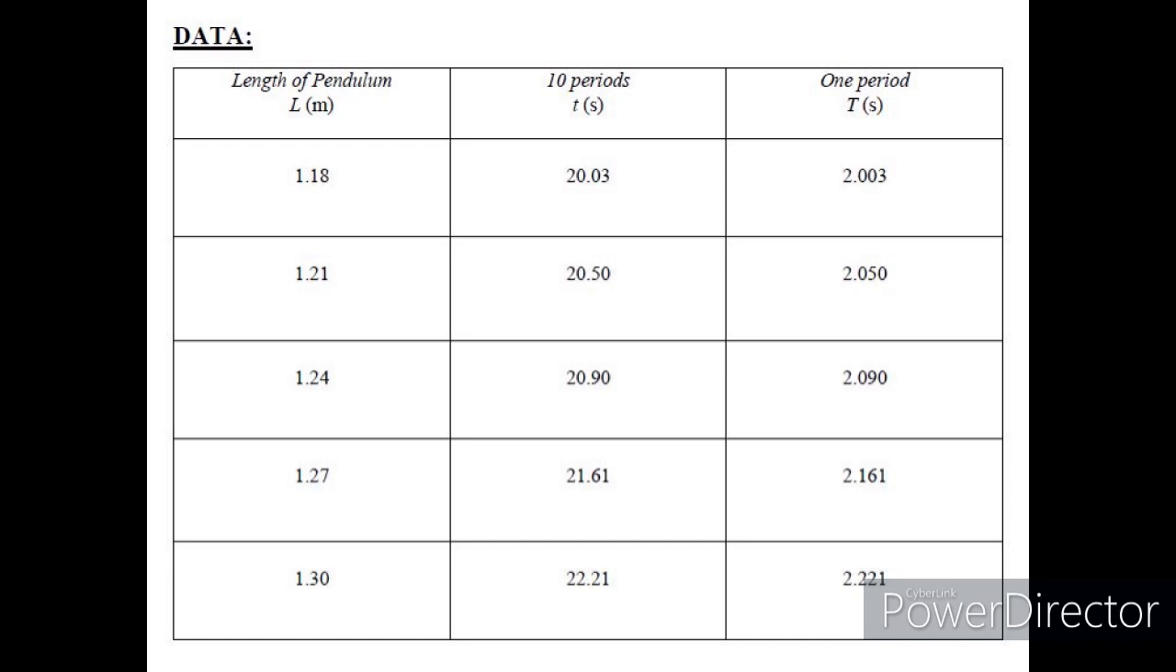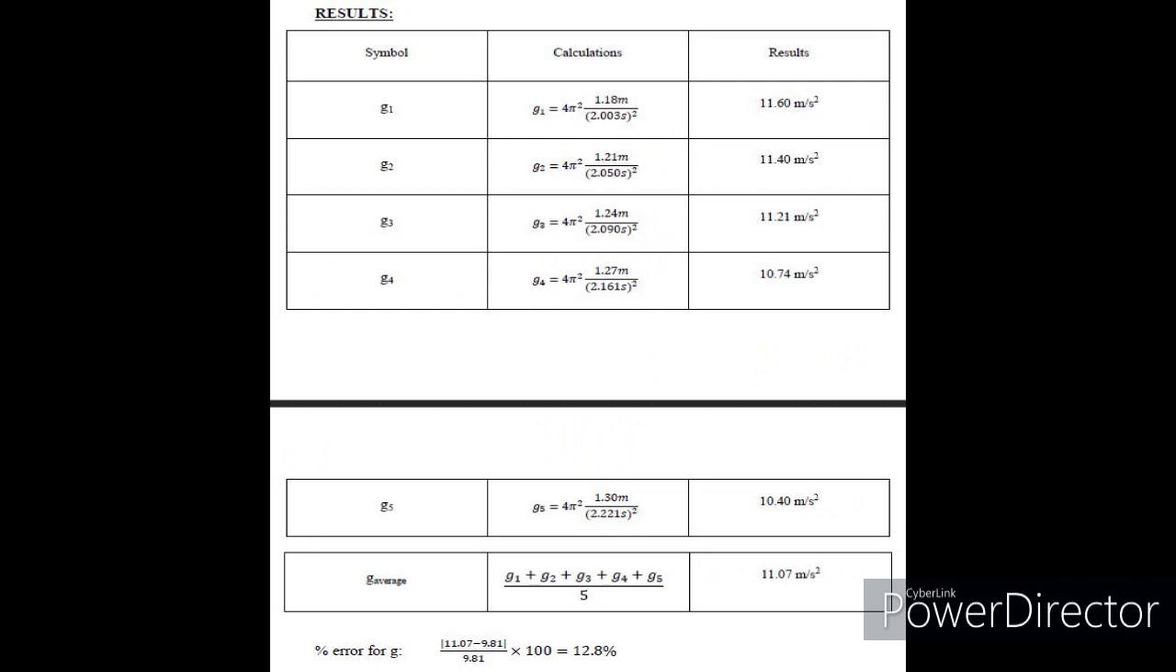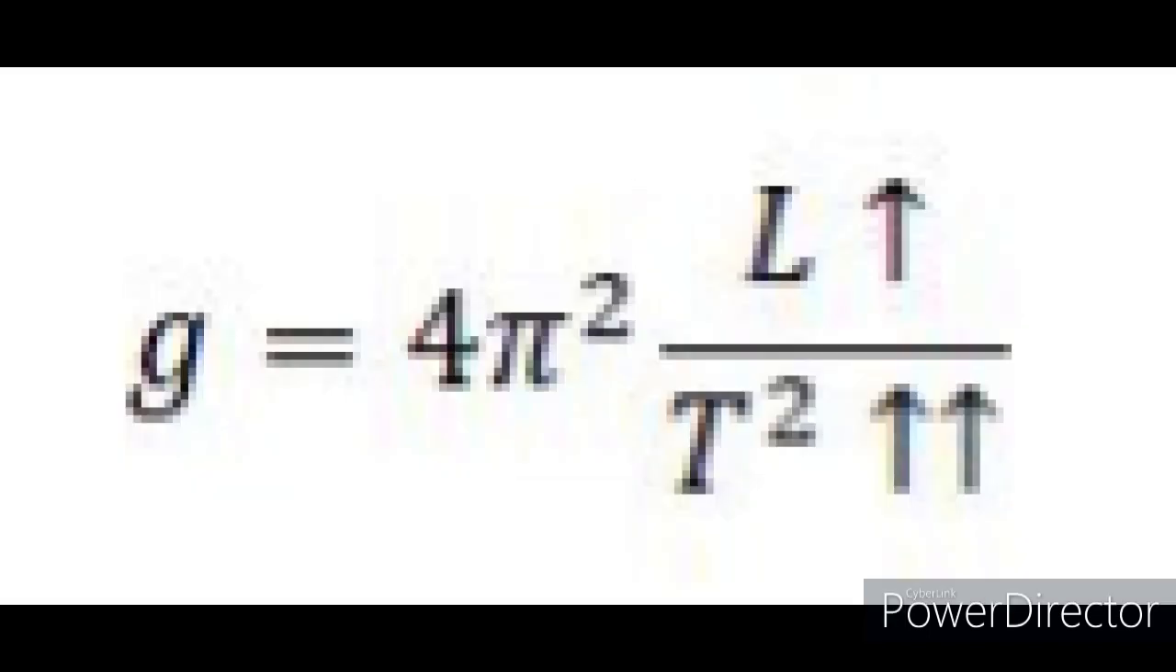From the acquired data, it can be seen that as the length of the string L increases, the period of the motion T also increases. This can also be understood from the formula. From the acquired results, it can be seen that as the length of the string L increases, the experimental value of g gets closer and closer to the theoretical value, which is 9.81 meters per second squared. This is because in the formula the denominator is squared, therefore it increases faster than the numerator, which causes g to get closer and closer to the desired value.